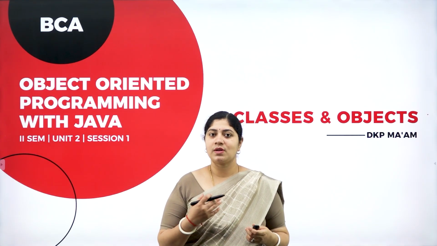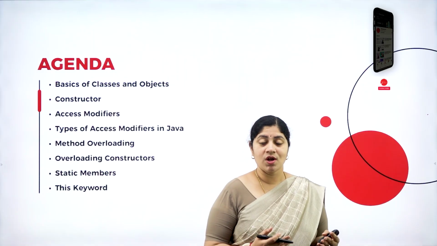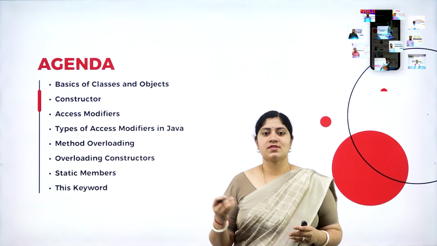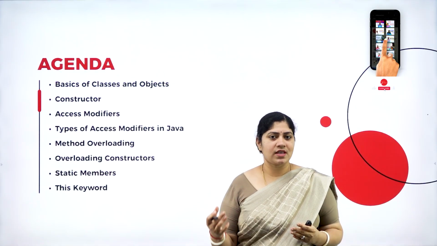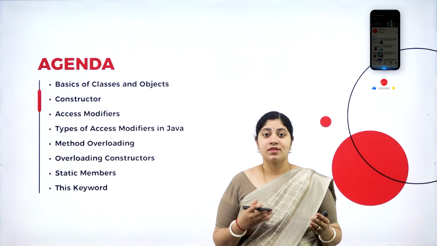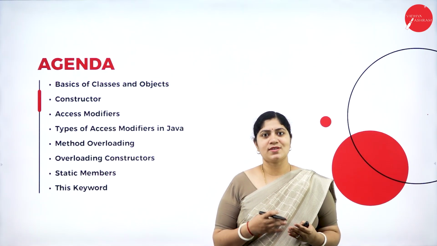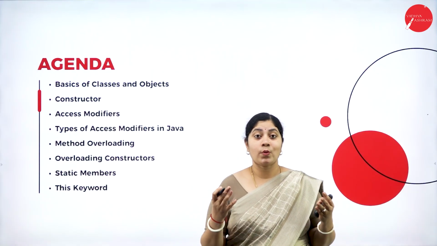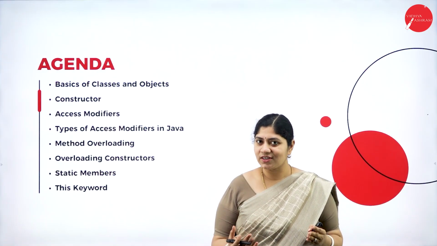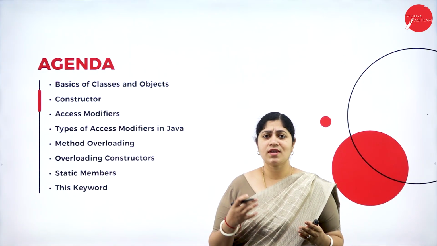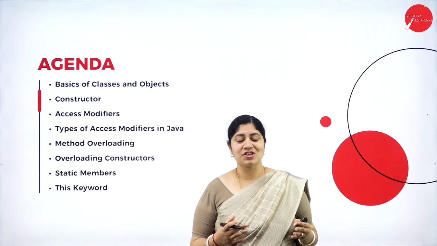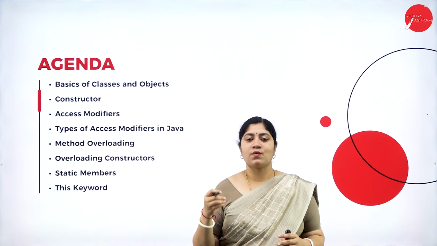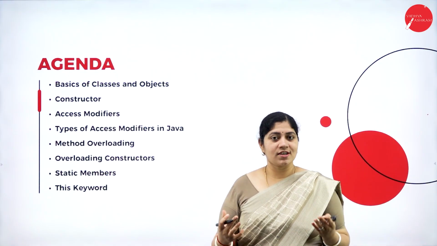Yes, in today's session, we will be starting with a new unit, that's Unit 2. The agenda of today's session is we will be understanding the basics of classes as well as objects. Then we will see various examples with respect to classes and objects. Then we will be discussing what access modifiers are, as well as the types of access modifiers. Then we will also discuss method overloading. Then we have overloading constructors. Up next, we will discuss the static members of the Java programming language. Then followed by the this keyword, that is a very special keyword, and what it specifies, and all will be discussed in this session.